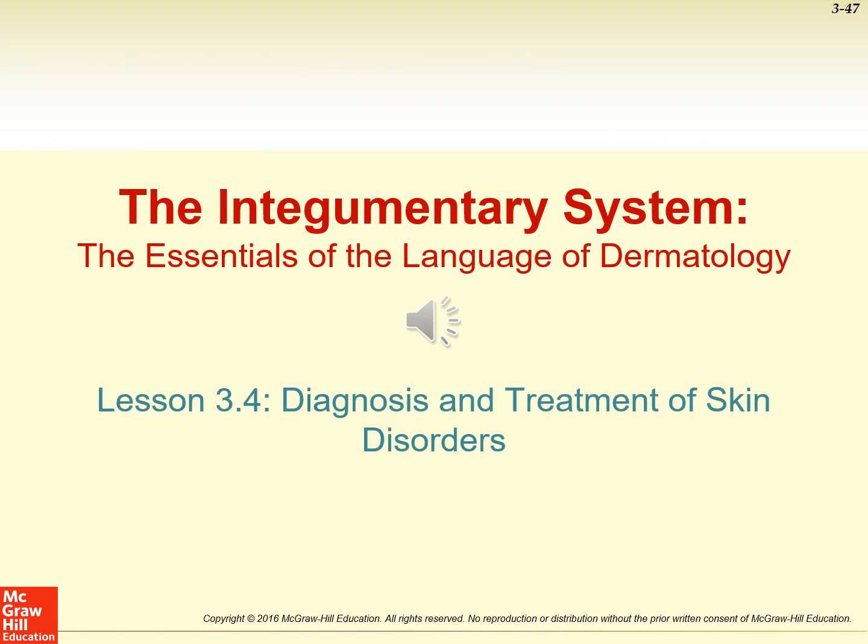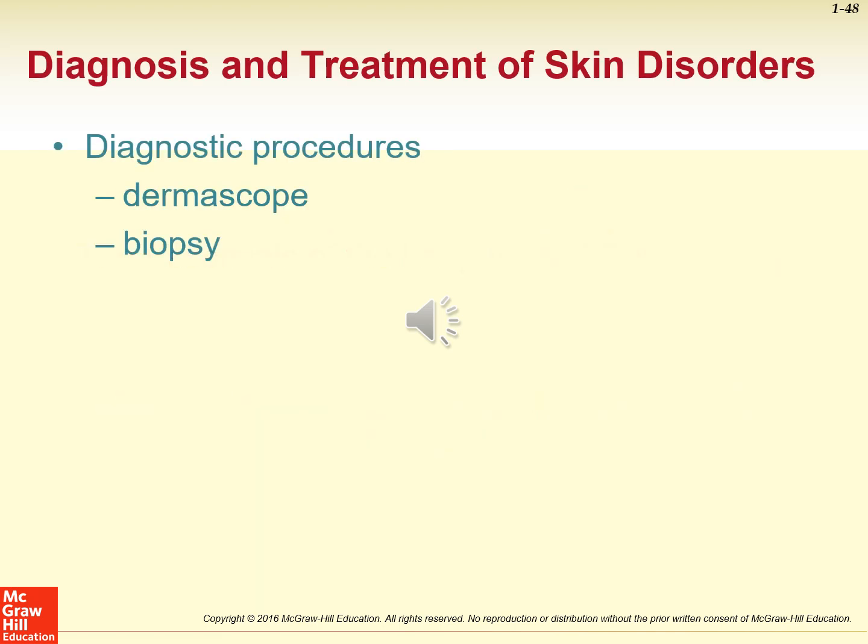Lesson 3.4, Diagnosis and Treatment of Skin Disorders. The dermatologist will use a dermoscope to highlight the skin lesion. The instrument shines a light on the skin and magnifies the lesion. A biopsy is used for the removal of part of the lesion or the complete lesion, particularly if cancer is suspected. The specimen can be sent to a lab for examination by a pathologist.